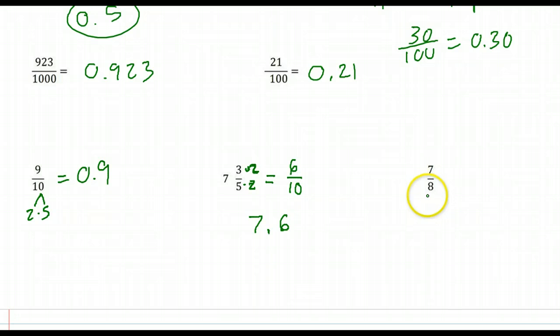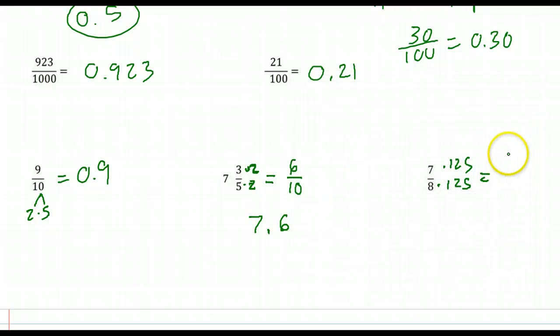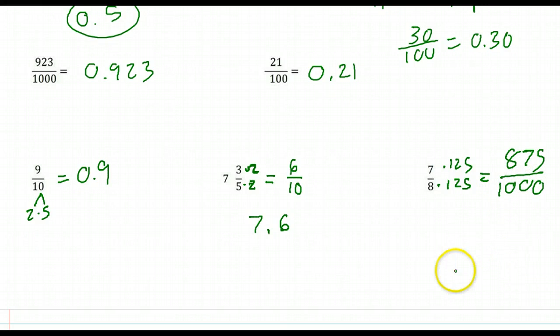That's it. An 8 is made up of 3 2's. So if you give it 3 5's, which is 125, 5 times 5 times 5, you will get the answer. 7 times 125 is 875 over 1, 2, 3 zeros, which would give us 0.875. Now you may be thinking, well, that wasn't quick.